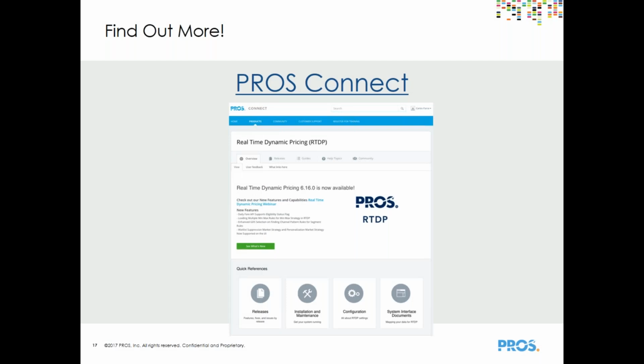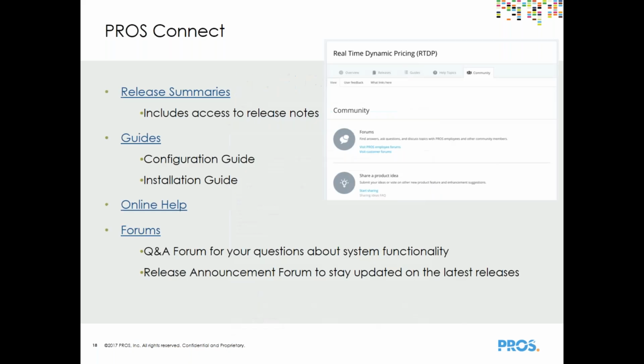And with that, that concludes today's webinar. In order to find out more and get more details on our new features, please check out the Pros Connect webpage, which will be updated on release. And to remind everyone, the release date for RTDP 7.0 is August 8th. Pros Connect will also contain various release summaries, configuration, and installation guides. We also have a question and answer forum on the website for any questions you may have about various system features in the new release.